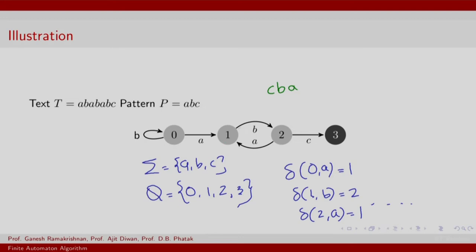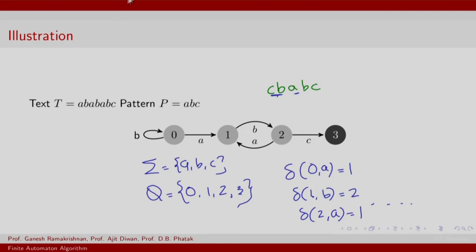So if I had CBABC, I'll start with 0, not move away from 0 until I see this A, and then B and then C, you'll be in the accept state 3.